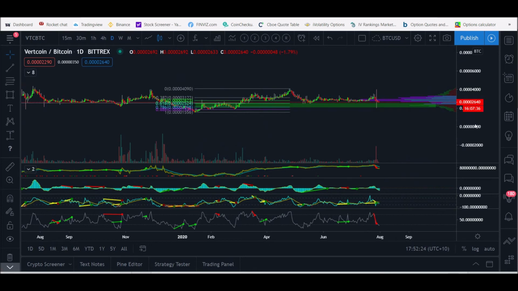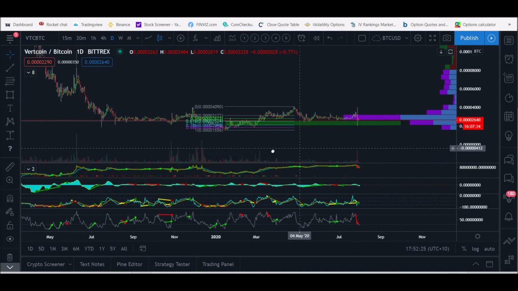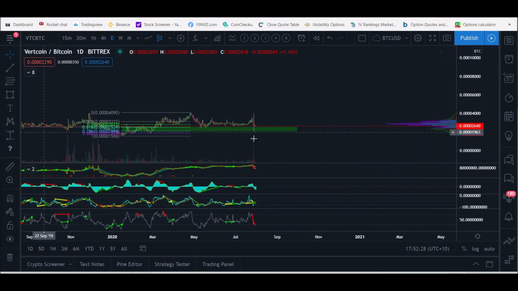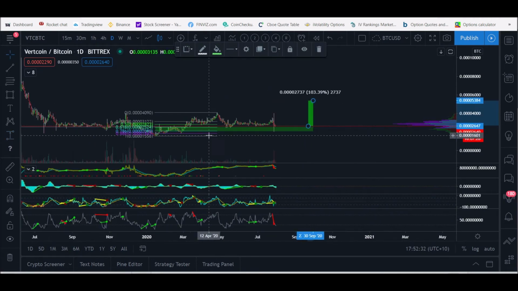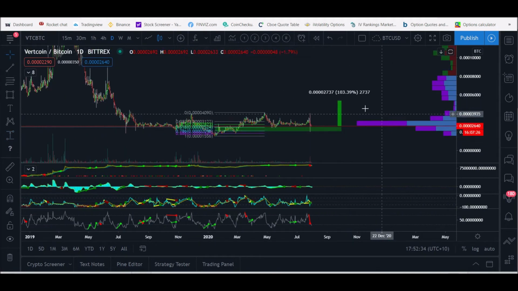This will be a nice long-term hodl for me if I can get that 100%. And is it reasonable? 100% it is. 100%. So yeah, VTC, no brainer for me. I will be setting bids later on.